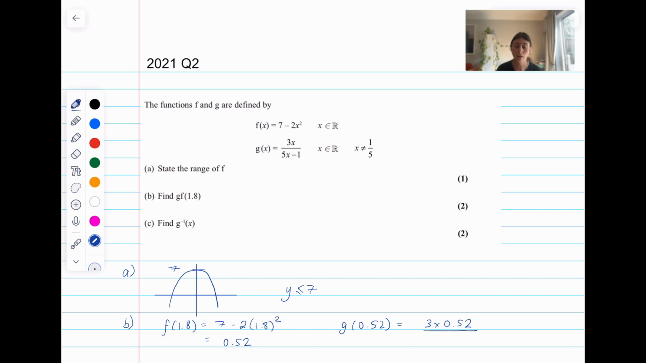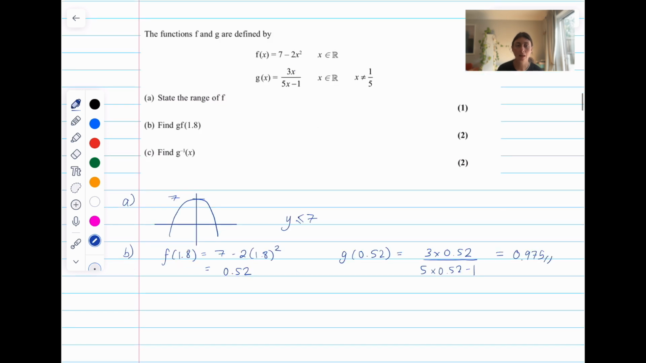So g of 0.52. Again, just type that into your calculator. Answer of 0.975. Last part for this, part C, find g inverse of x.